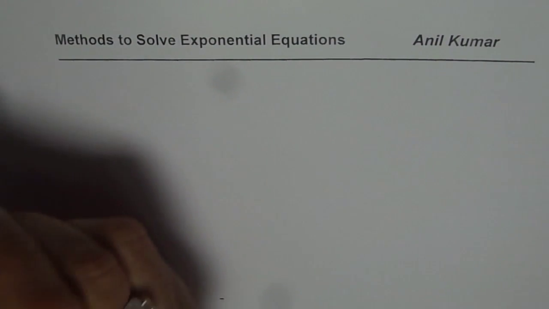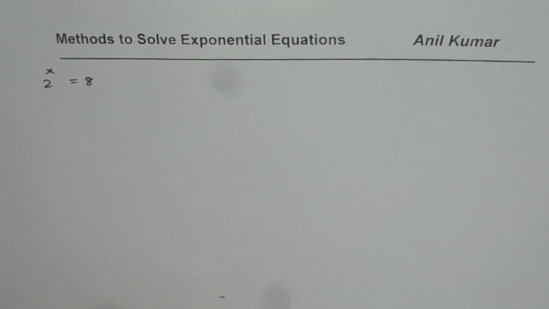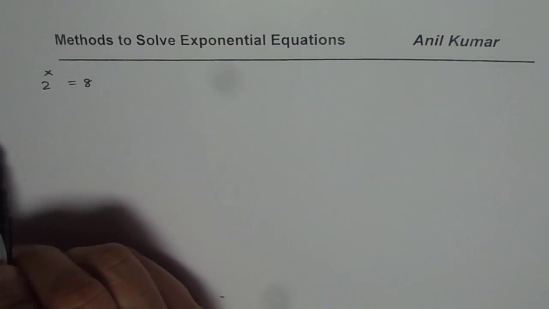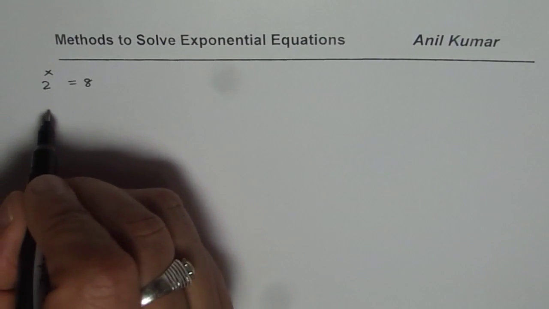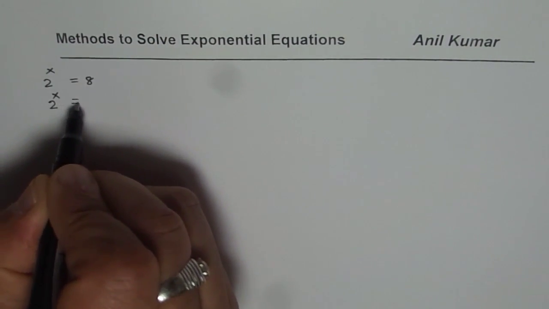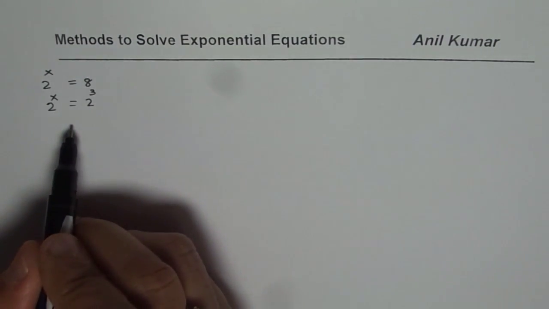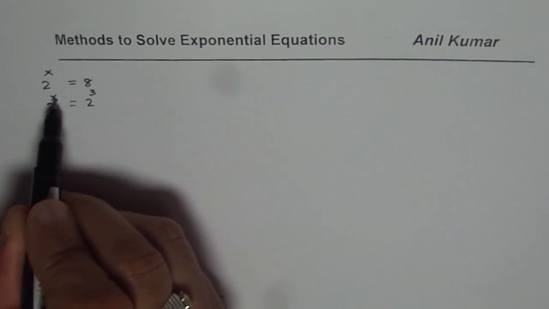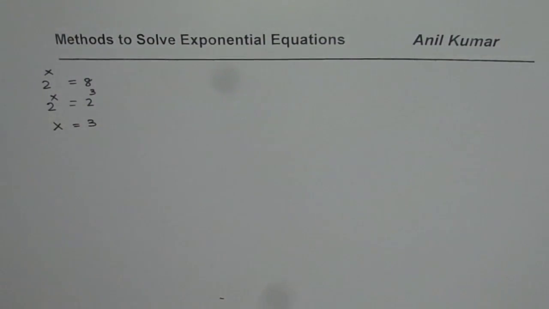Let's begin with a very simple example. Let us say we have 2 to the power of x equals 8. How can we solve this equation? Now x is in the exponent, so it is an exponential equation. We can write 8 with the base 2 and some power, so we can write 2 to the power of x equals 8 as 2 to the power of 3. I have written 8 with the base 2 and exponent of 3. Since their bases are the same, we can say x equals 3. That is one way of solving exponential equations.